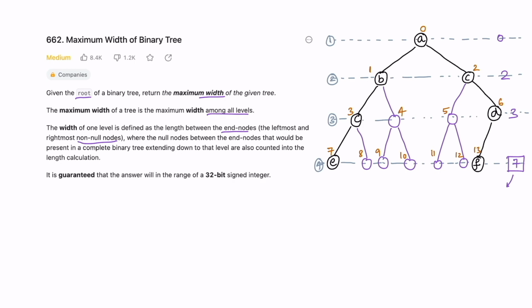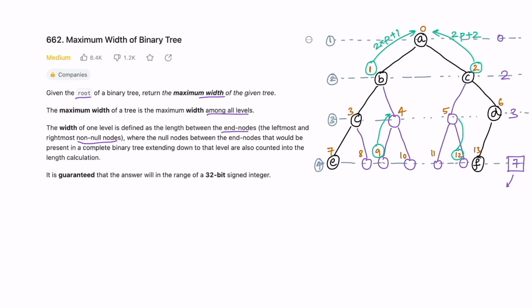If we take a closer look at these indices for nodes, we can notice a pattern. Index of the left child is 2 times the index of the parent plus 1. And index of the right child is 2 times the index of the parent plus 2. We can verify this for any other node in the tree. Index of this node is 2 times 4 plus 1, and index of this node is 2 times 5 plus 2.